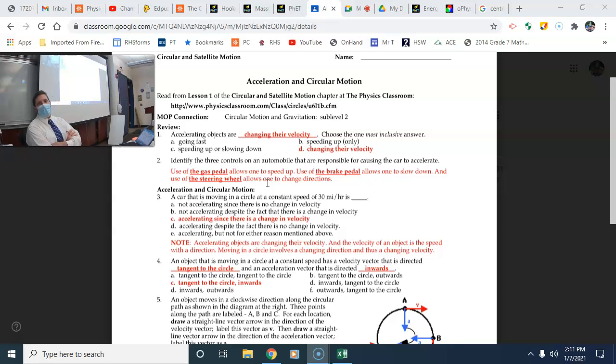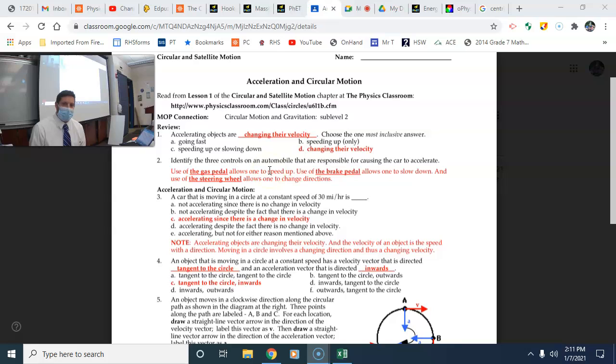It says, identify 3 controls on an automobile that are responsible for causing the car to accelerate. Well, to be able to name those, and they're pretty simple, you've got to be able to name the 3 types of acceleration: speed up, slow down, and change direction. All year up to this point, we've focused on speeding up and slowing down to accelerate, but just simply changing direction, like going in a circle, is another form. So that means 3 things in an automobile.